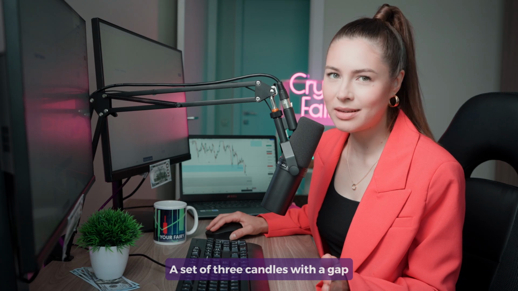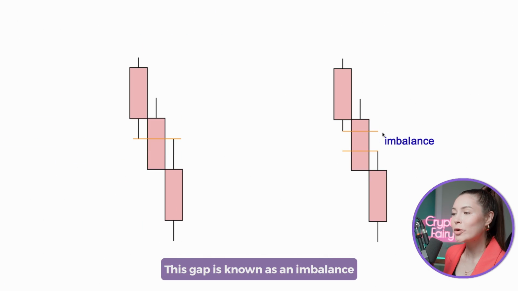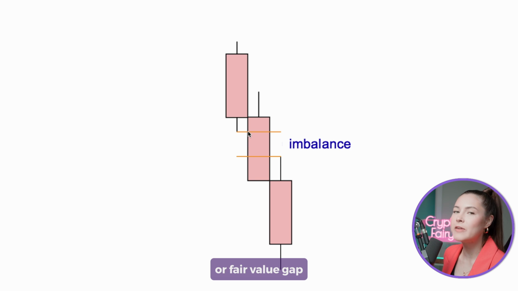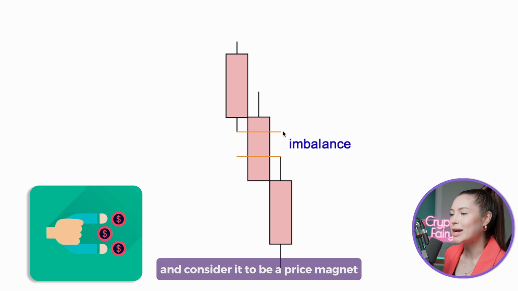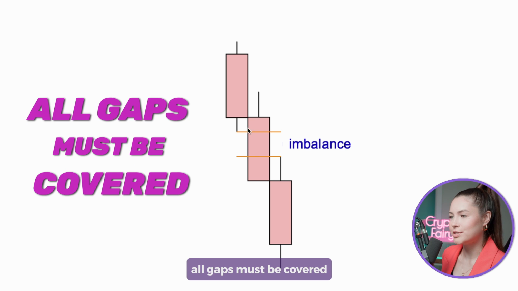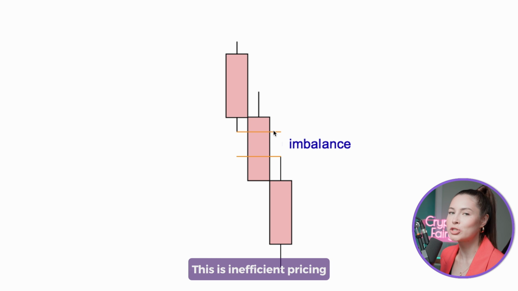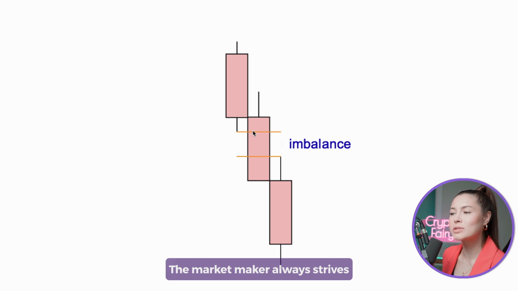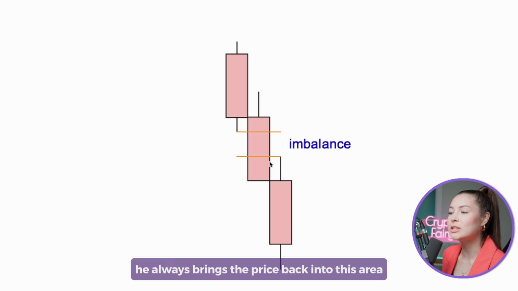A set of 3 candles with a gap in the middle candle is an imbalance. This gap is known as an imbalance or fair value gap. We use it to open positions and consider it to be a price magnet. There is a rule in trading: all gaps must be covered. In this case, sales strongly dominated the seller. This is inefficient pricing. The market maker always strives to make the price fair, that is, effective. To do this, he always brings the price back into this area.